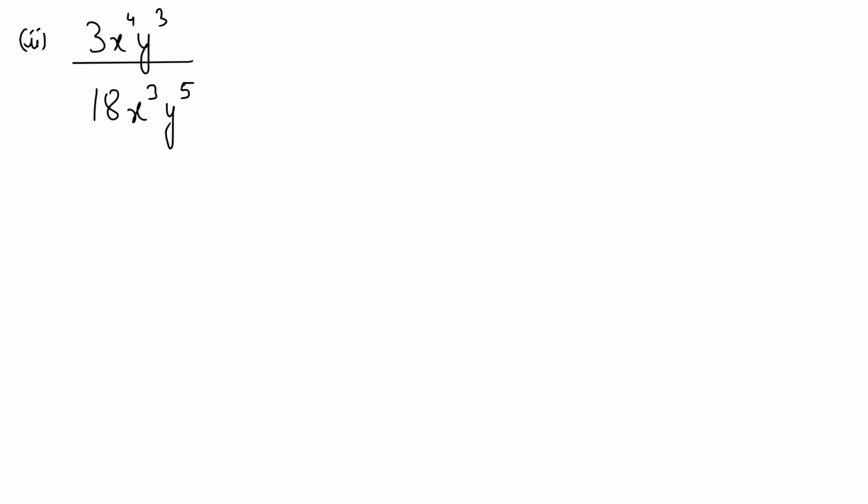So the next thing is 3x to the power 4 y to the power cube upon 18x cube y to the power 5. Right? So how can you solve it? Just try to cancel out. Now which property do we have to use? We have a to the power m divided by a to the power n will give you a to the power m minus n. Right? So you have to use this property. Okay? So in this one, simply 18 and 3 will cancel out and it will give you 1 over 6.